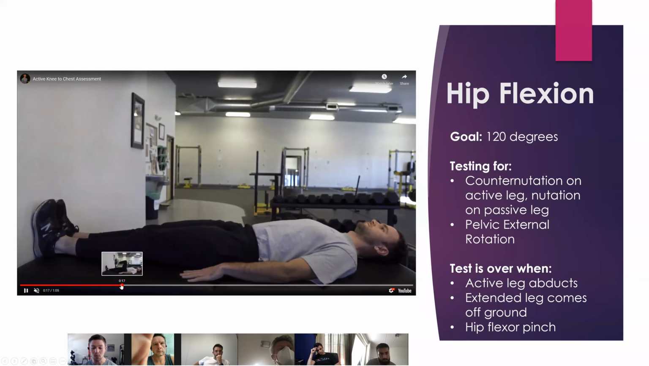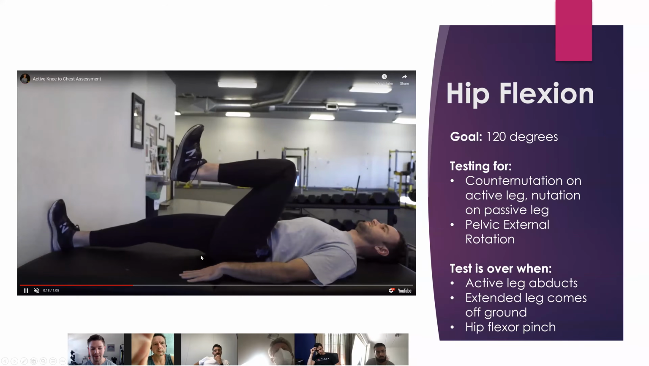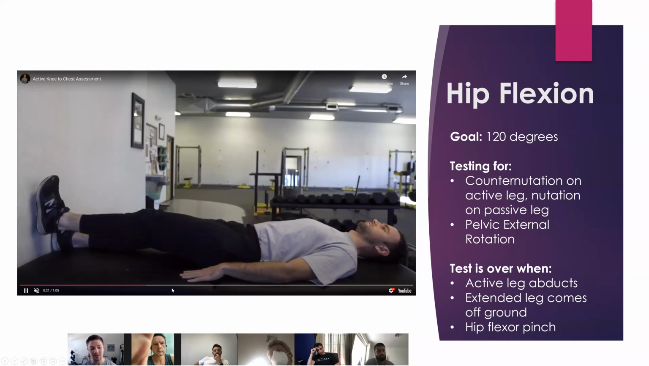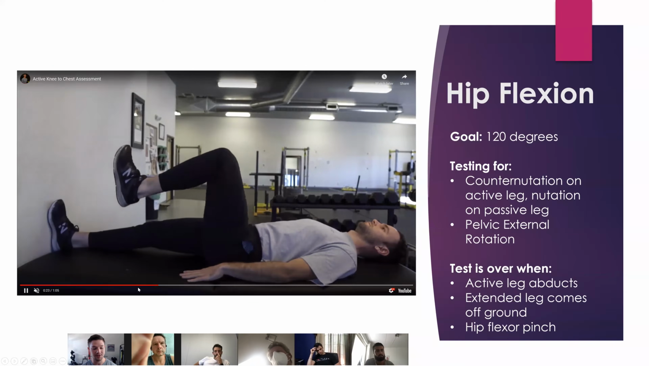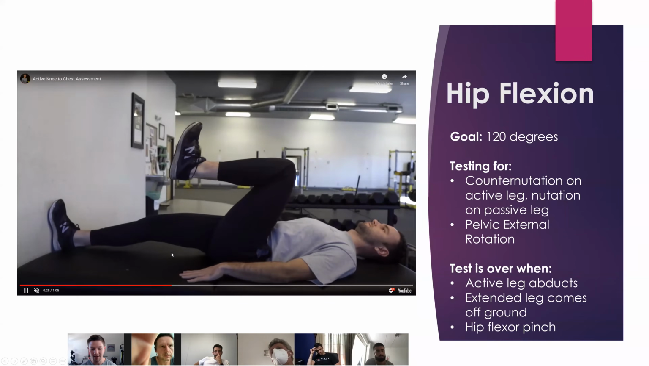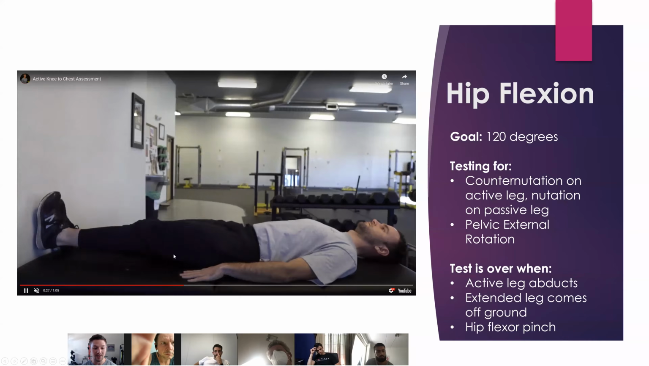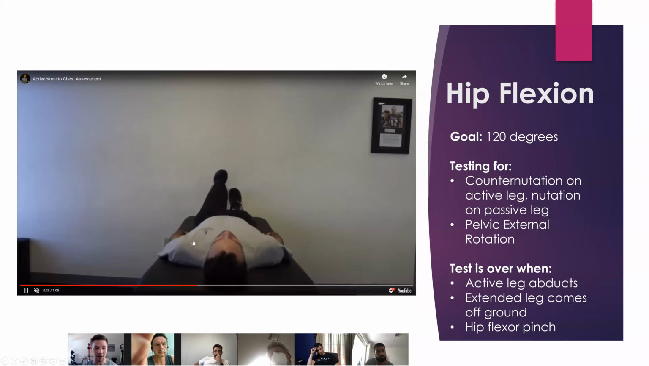and external rotation. What we do not want to happen is this other leg come off of the ground. If that happens, then that means that this person has lost their hip extension on the down leg. I would call the test as soon as I see that leg lift 1 centimeter off of the ground. We also want this leg to come back perfectly in line.